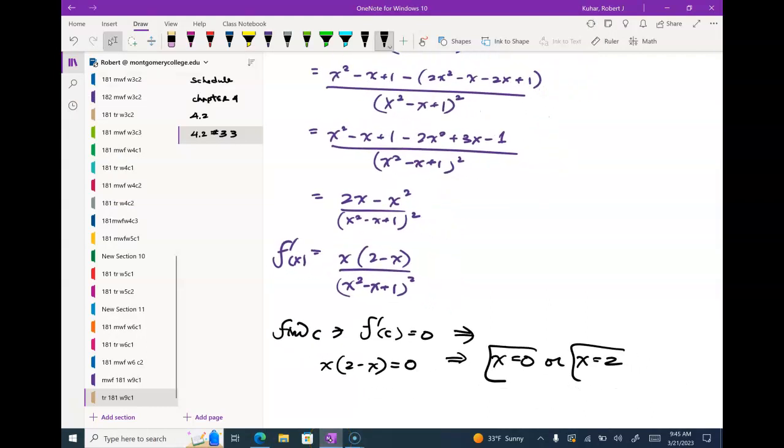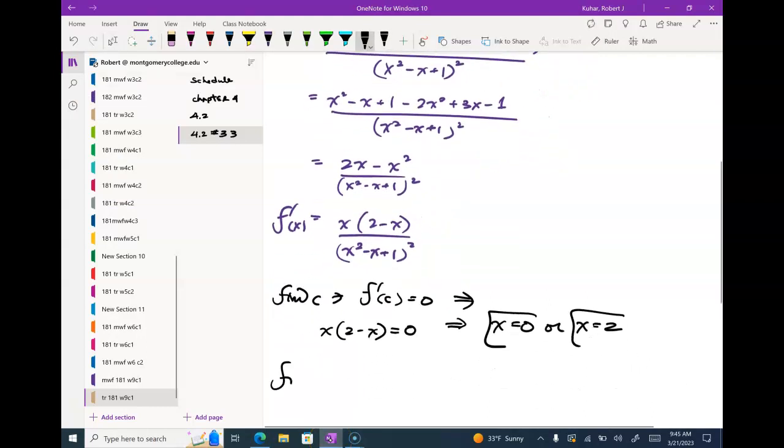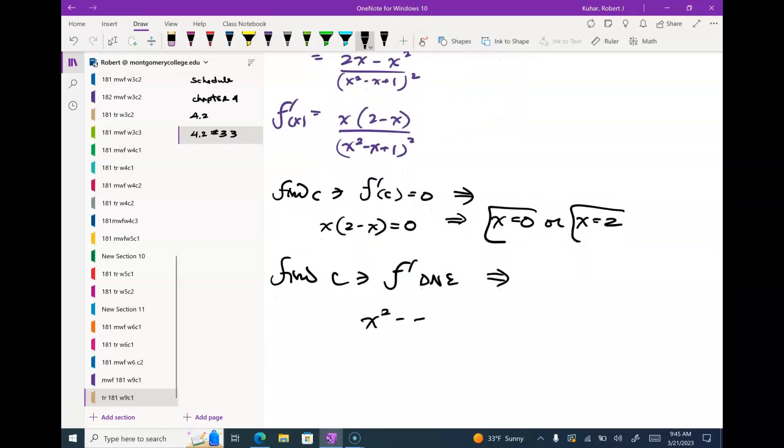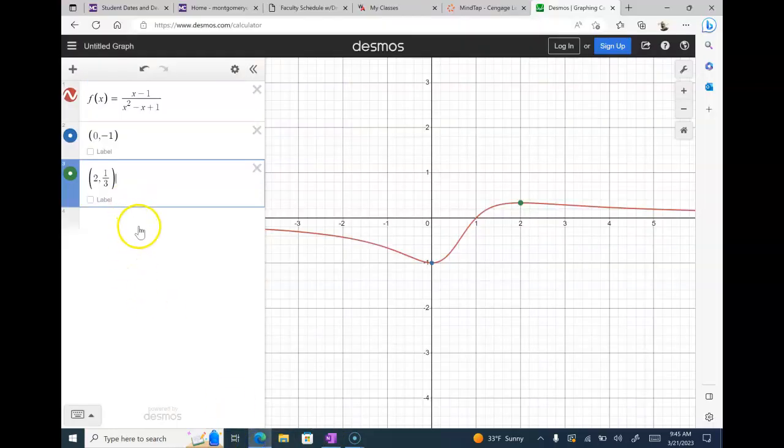I also want to find c such that f prime of x does not exist, right? That's the same as saying the downstairs is equal to 0. Well, square root that. It's the same as saying that the inside is equal to 0. Before I do any work on this, I'm going to graph it, because if I graph it, I could probably tell right away, is it factorable or not? Or does it have zeros, right?